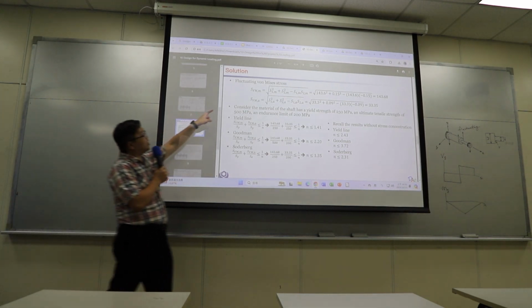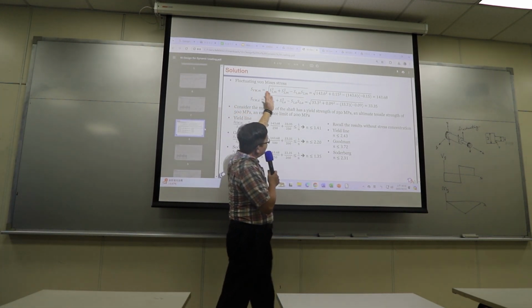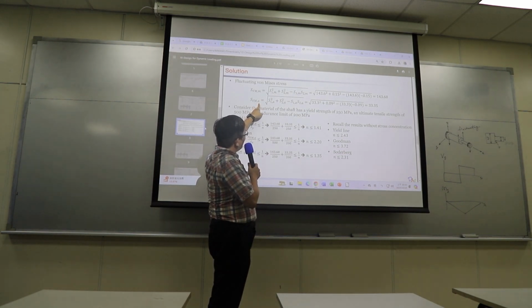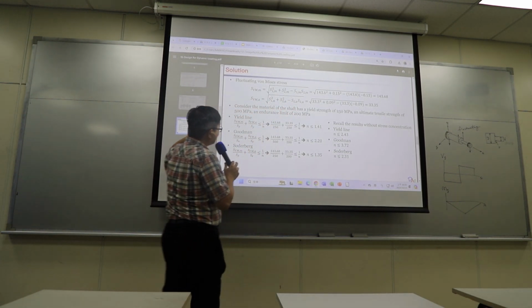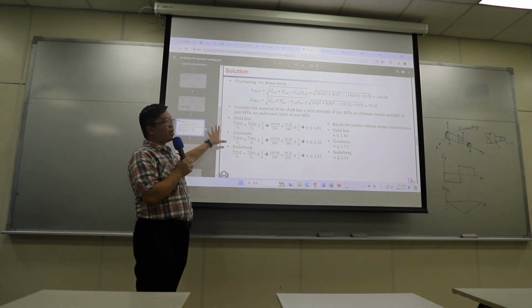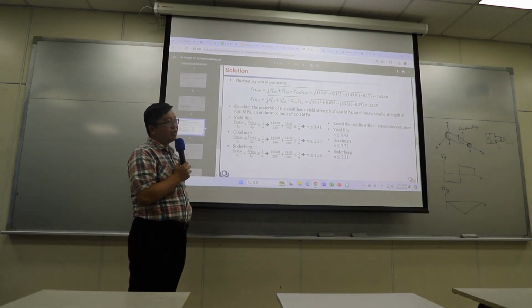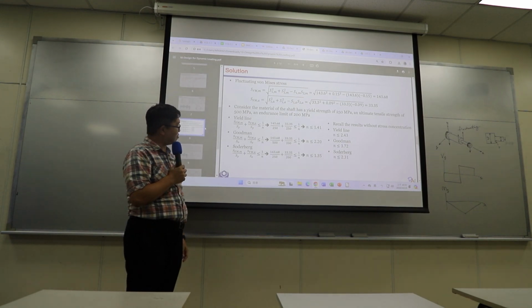So m right here is the mean value part. a is the amplitude part. Plug in all the amplitude parts. The rest is just to apply the right fatigue model.